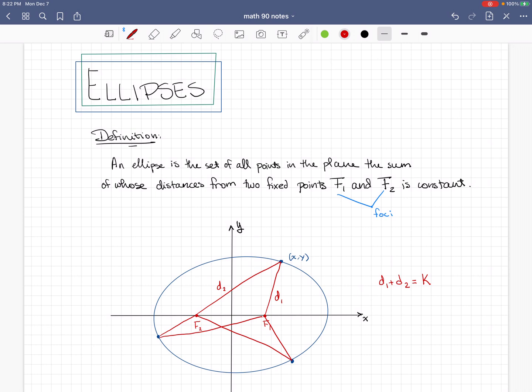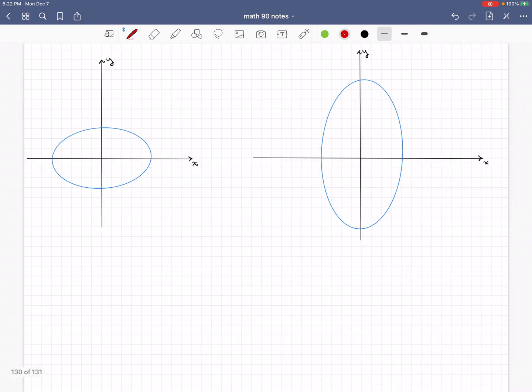Instead, what I'm going to do is I'm going to go to the next page now that we've talked through the definition of an ellipse, and I'm going to list and sort of go over the two sorts of ellipses that we're going to talk about for now. So you'll notice that I have here two ellipses. One that's sort of longer horizontally than it is vertically. And so in this case, we say that the major axis of this ellipse is horizontal.